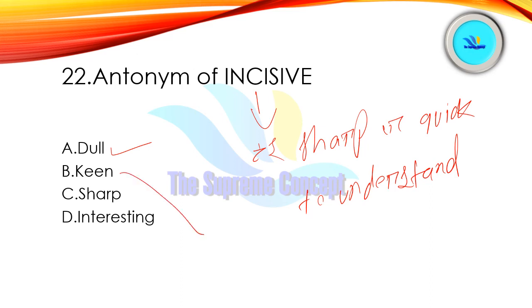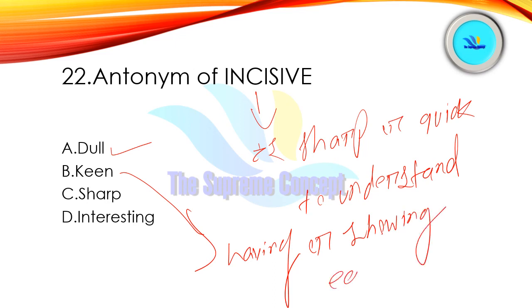And then keen. Keen means having or showing eagerness, or we can say showing enthusiasm. Sharp, we all know sharp, interesting. These words are common to us. Dull means inactive, or you can say lazy. Dull-minded we can say, those people who do not understand things quickly. So option number A is correct here.